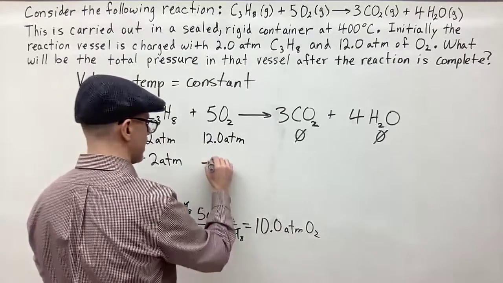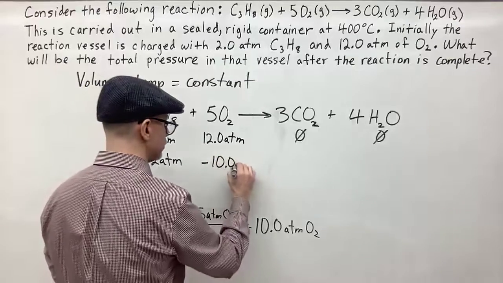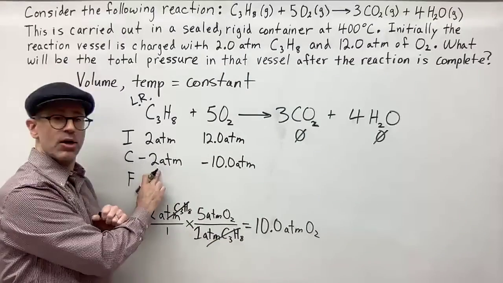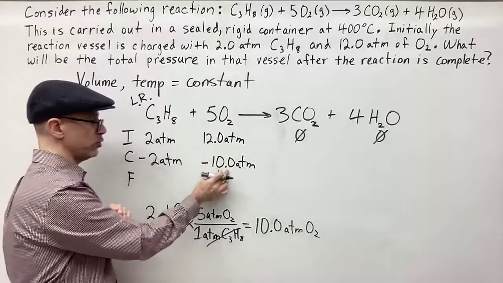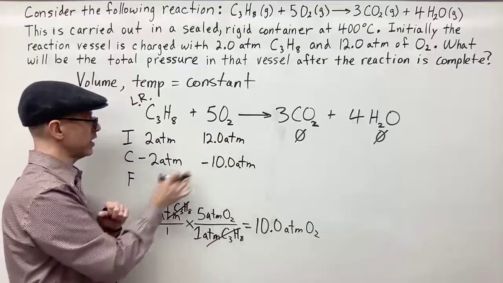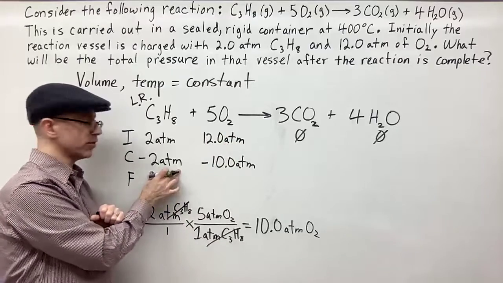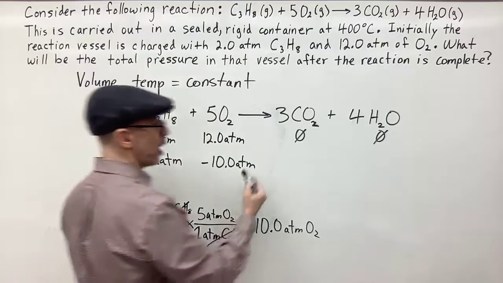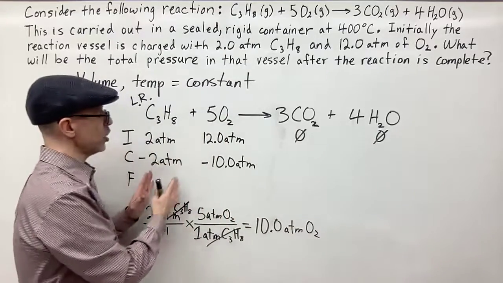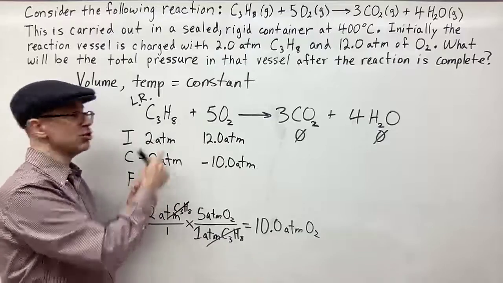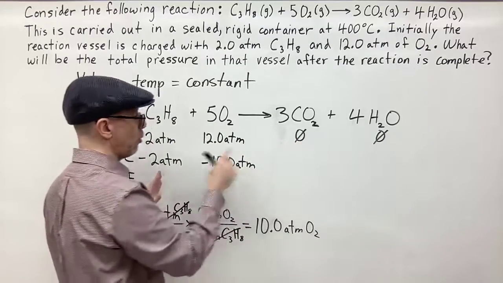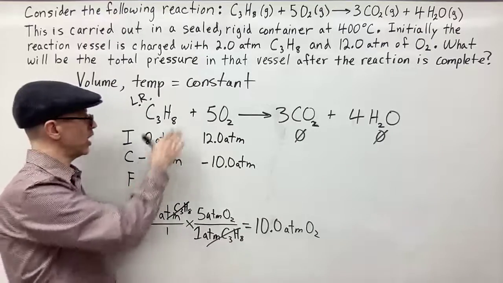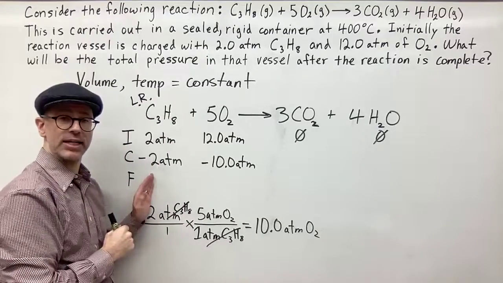So I'm going to subtract out 10 atmospheres of oxygen because the 2 atmospheres of the propane reacts with 10 atmospheres. So I'm losing 10 atmospheres of oxygen and I'm losing 2 atmospheres of the propane, right? So what about my products? I'm going to produce products. I have to use the mole ratio to figure out how much product is formed from the 2 atmospheres of the propane that is used up.